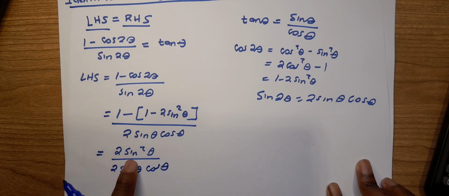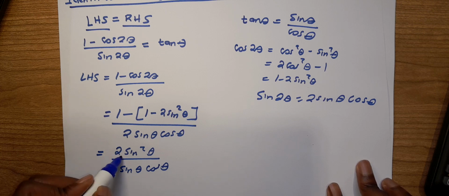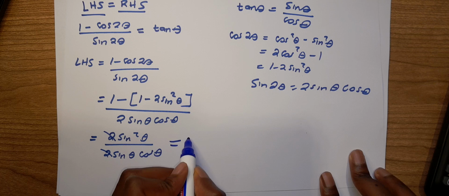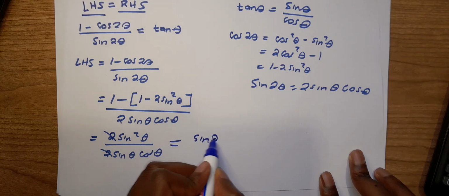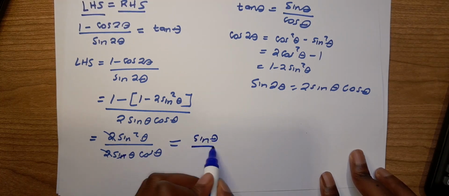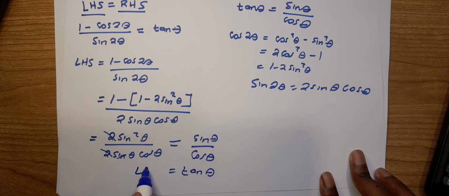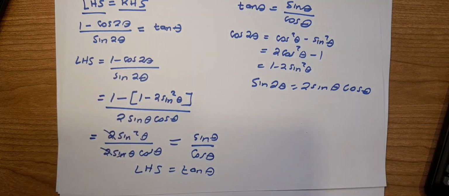Since the sine is squared, it means there are 2 sines. The 2 and the 2 cancel out, and again 1 sine cancels with this sine, so we are only left with the cos of theta below. This is, ladies and gentlemen, the tan of theta, which is the right hand side. So the left hand side now equals the right hand side. That is how you prove this identity.